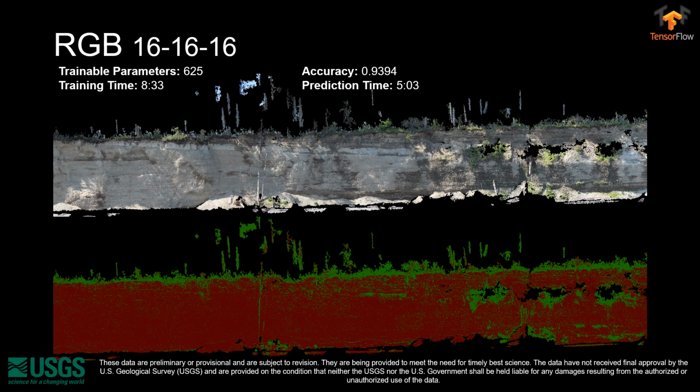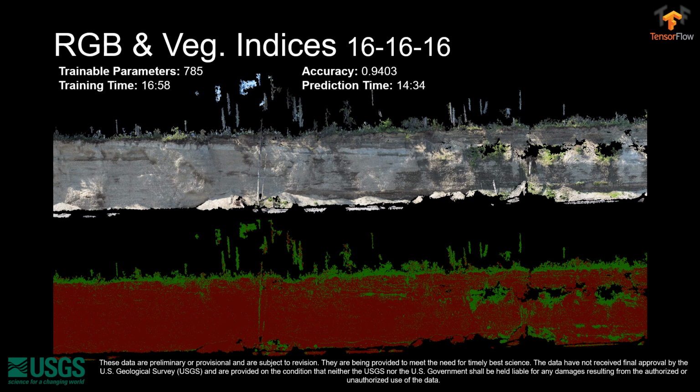So looking at some of the results, this is using just the red, green, blue values, and it's using 3 layers. So what you see is 16, 16, 16. That means there's 3 layers, each of them has 16 nodes per layer. And we have about 625 trainable parameters, a pretty good training time, just over 8.5 minutes. And the accuracy compared to CloudCompare goes from almost 89% up to almost 94% with this. So it actually does a pretty good job with a relatively simple model.